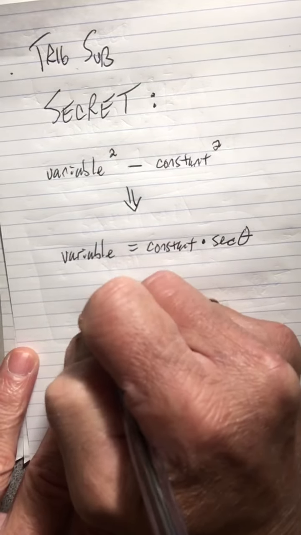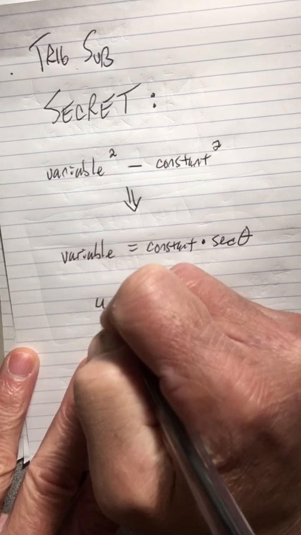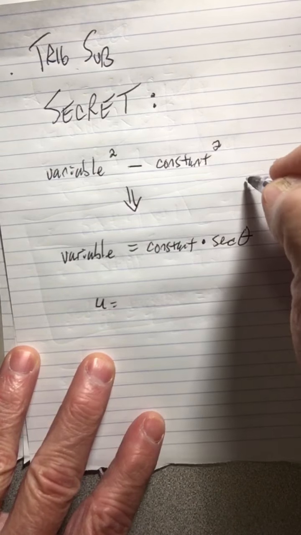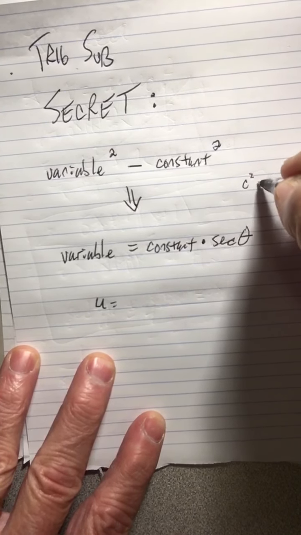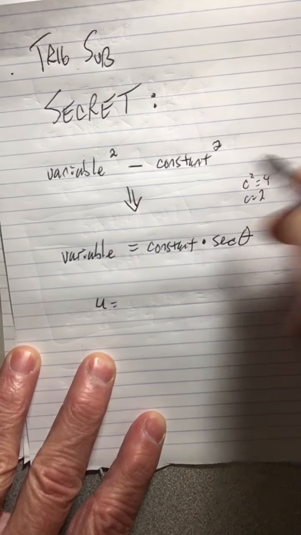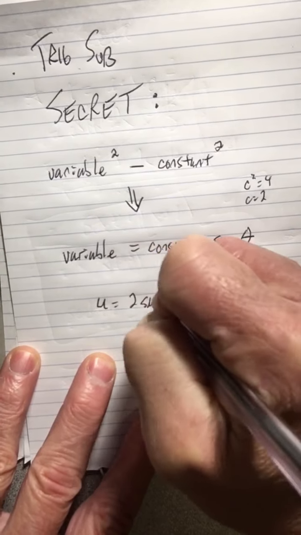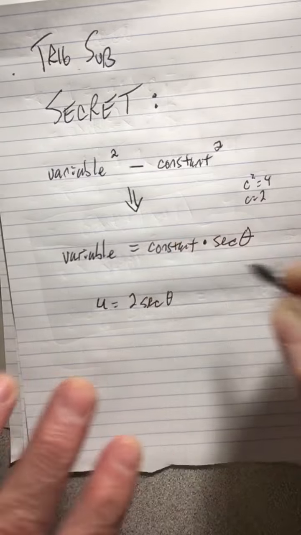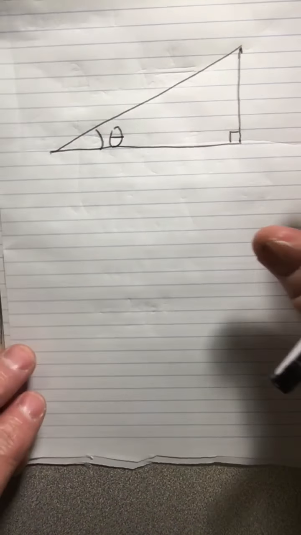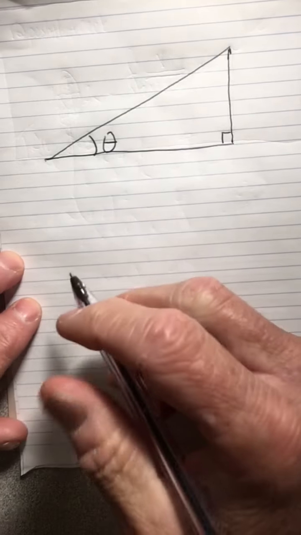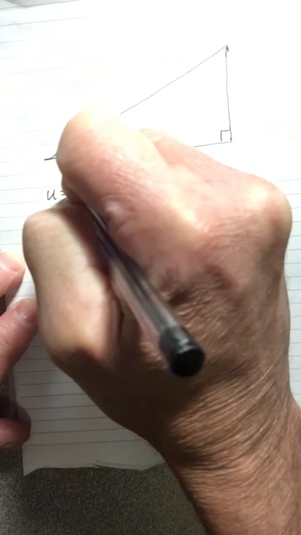So in our case, the variable is u, and the constant squared is 4. The constant squared is c squared. C for constant is 4, so c is 2. So I'm going to say 2 sec theta. Now to do that, we need to see a triangle. So set this little secret aside. And here's my triangle. And remember, we are letting u equal 2 sec theta.